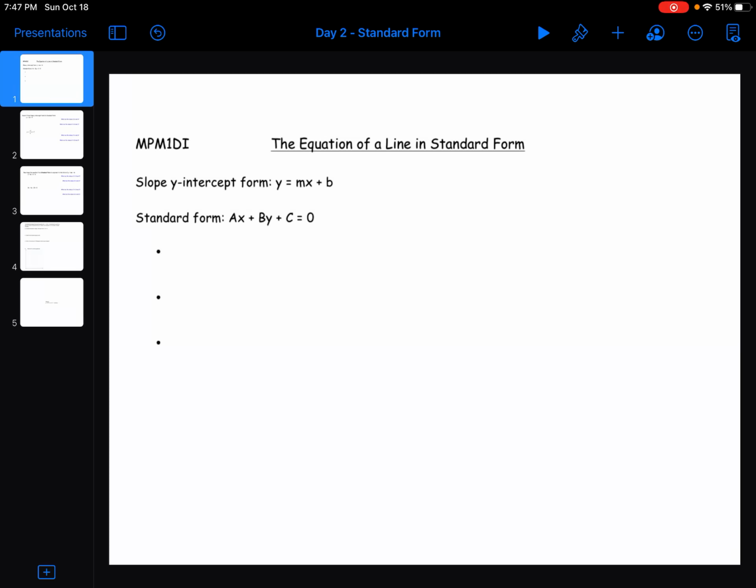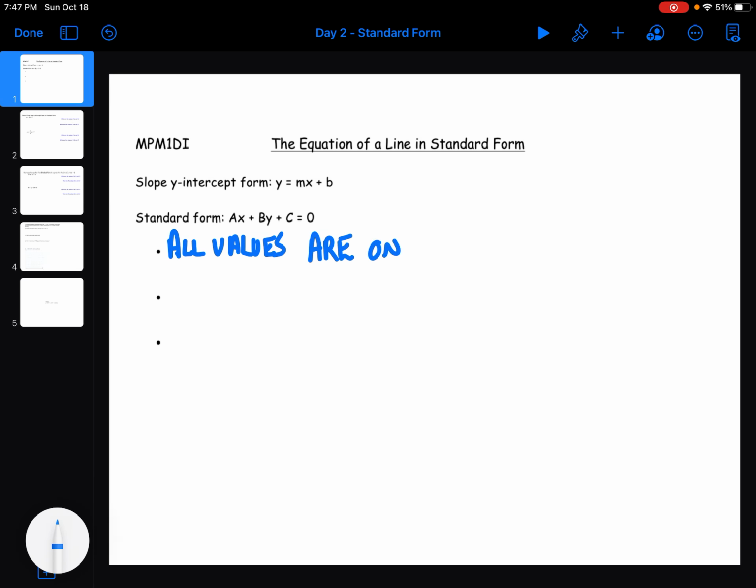Okay, so we've already looked at y equals mx plus b. The other form is ax plus by plus c equals 0. It's called standard form. Now in standard form, all values are on the same side and x is positive. So we're on the positive x side.